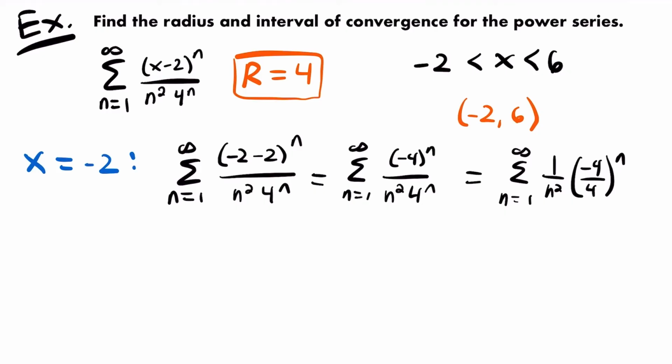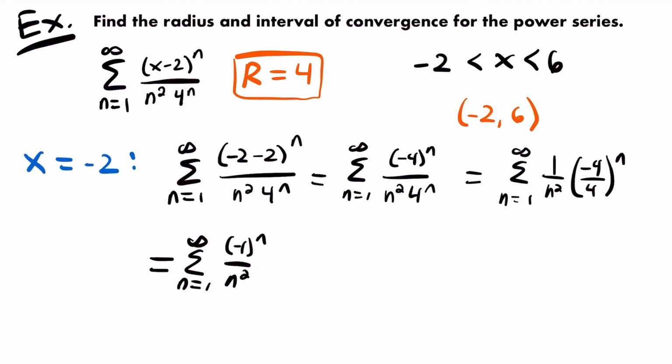And now, negative 4 divided by 4 is just negative 1. So we could rewrite this series again to be the sum from n equals 1 to infinity of 1 divided by n squared times negative 1 to the power of n. In fact, we could actually multiply that into the numerator, and then we would have negative 1 to the power of n divided by n squared. All right, and so now we have a series that we are familiar with.